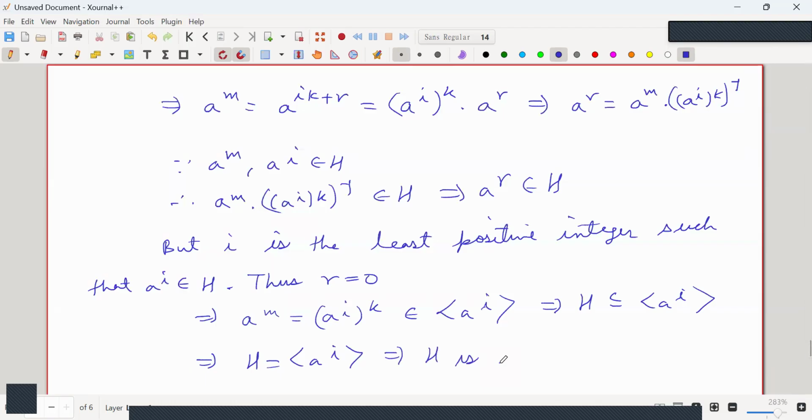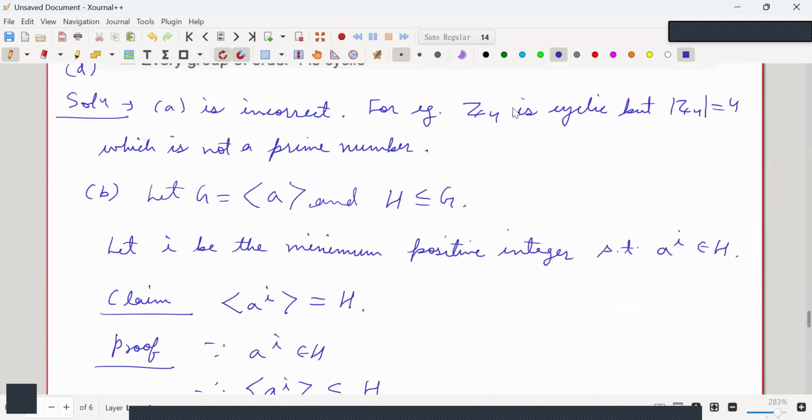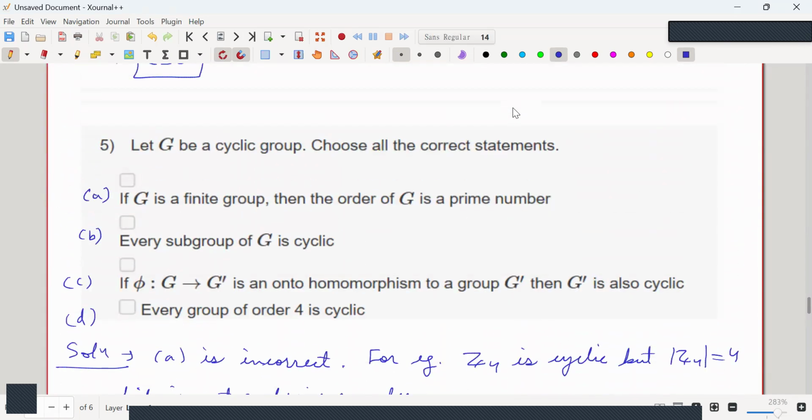This implies H is a cyclic subgroup of G. So all the subgroups are cyclic. Clear? Yes, sir. Usually this proof is not there in books, I guess. They simply say that a subgroup of a cyclic group is cyclic, a subgroup of an abelian group is abelian. This is a nice proof, sir. Thank you.